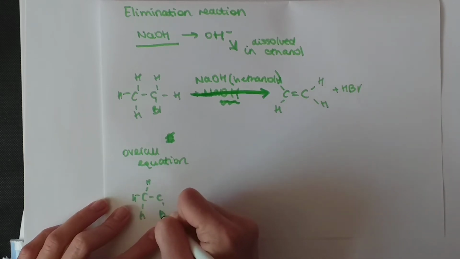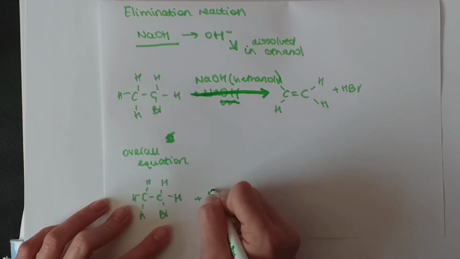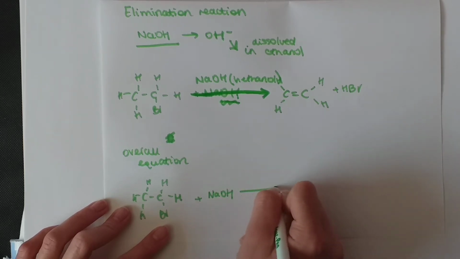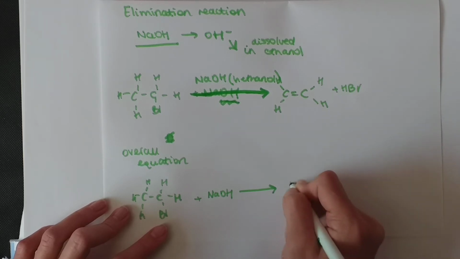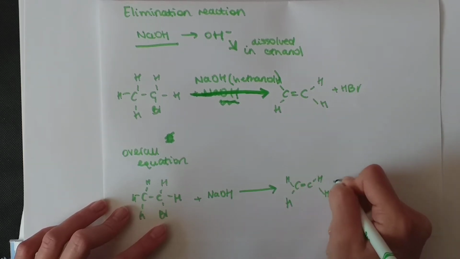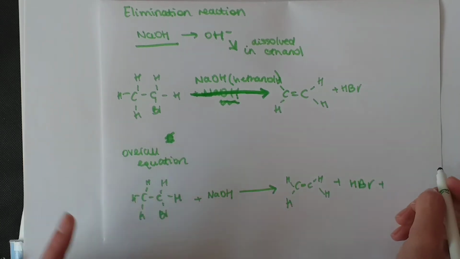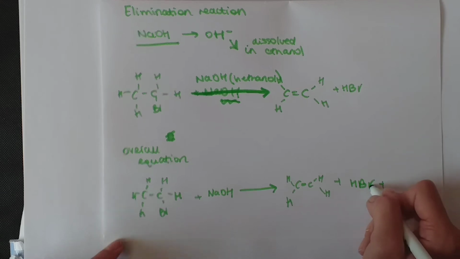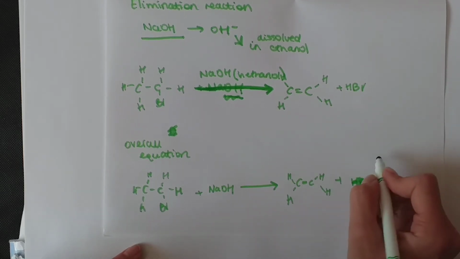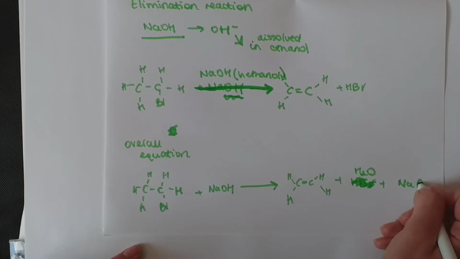Our halogenoalkane reacting with NaOH, we make our ethene. We also make hydrogen bromide, and we also make, we're not making hydrogen bromide, we're making water plus NaBr.